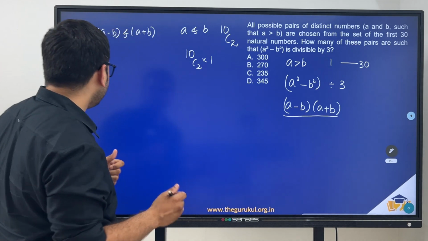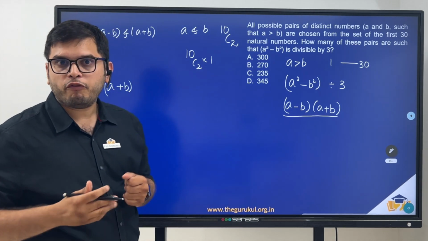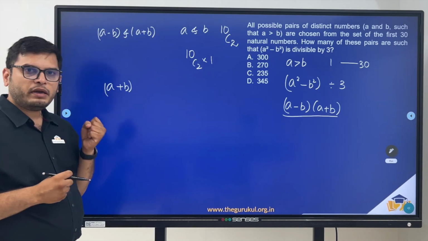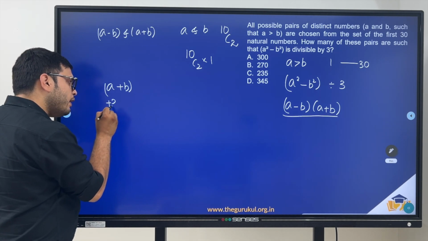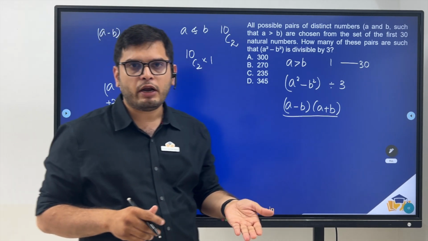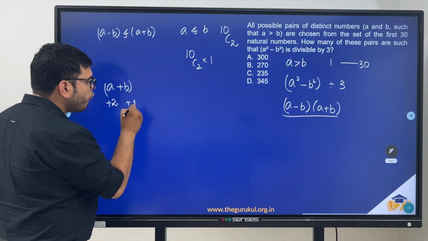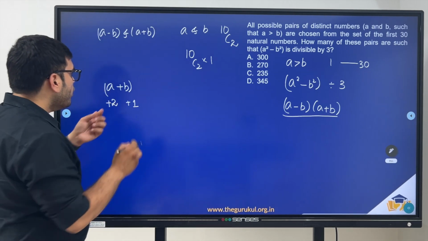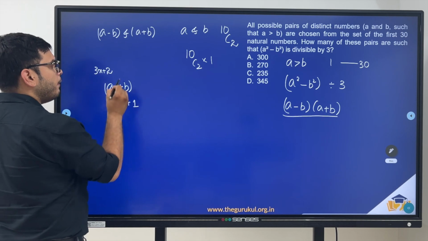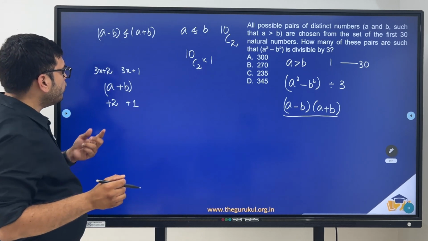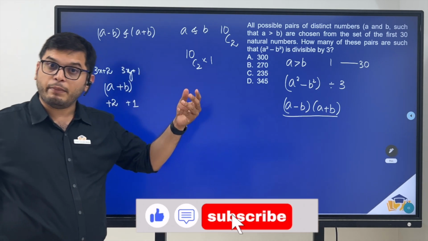Now coming to second case, where A plus B can be a multiple of 3. Now, when can this be a multiple of 3? Now, if I consider A to be a number which leaves a remainder of 2 when divided by 3, then B should be a number which leaves remainder of 1 when divided by 3. Right? For example, if I consider A to be 3x plus 2 and B to be 3y plus 1. Now, what do we have? 3x plus 3y plus 3, a multiple of 3.